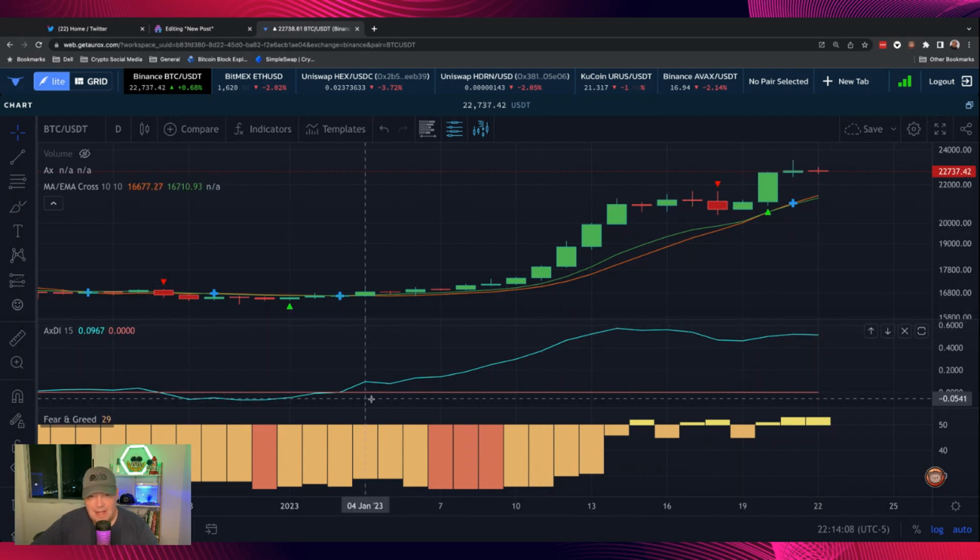All right, but you see the demand index is well over zero. It's been over zero for a while now on the daily for Bitcoin. And the fear and greed, this is wonderful to see. This is the first time we've seen this in a long time.